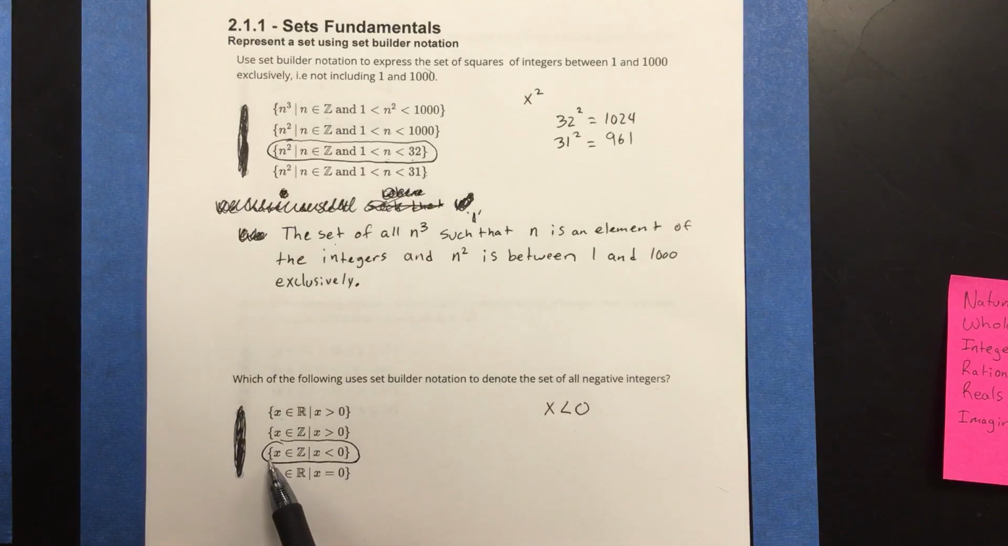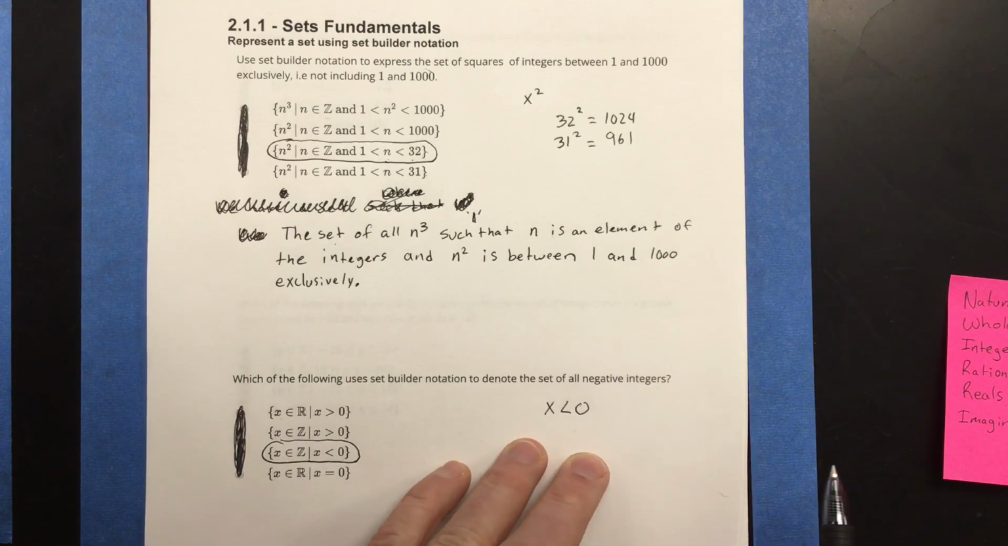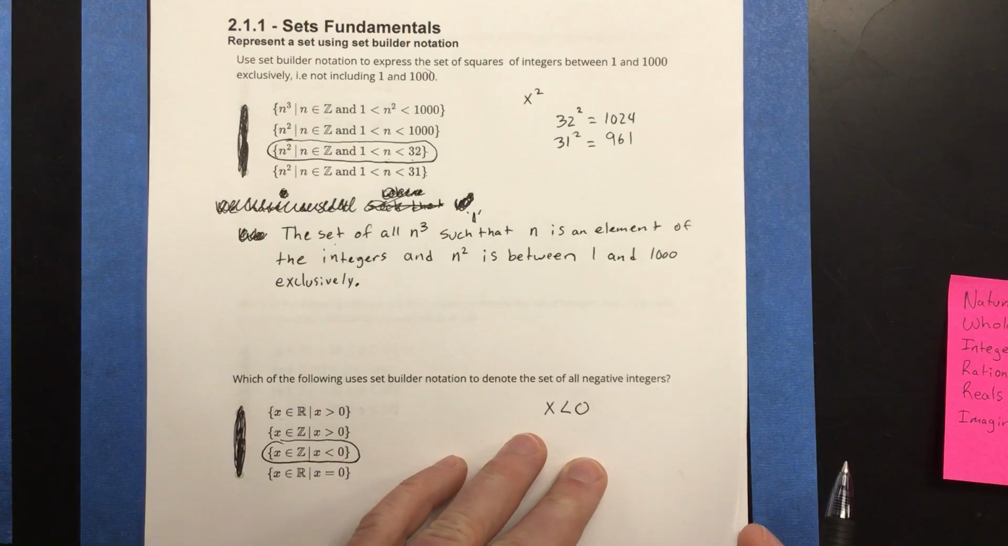We'd read that as the set of all x such that, or we'd say we have a set where x is an element of the integers such that x is less than 0. So that's talking about the negative integers. Let's try another problem.